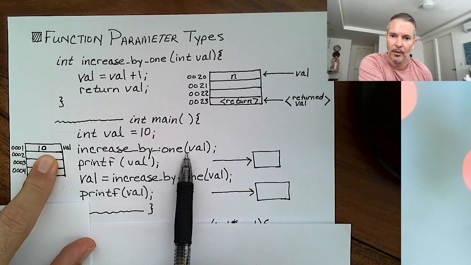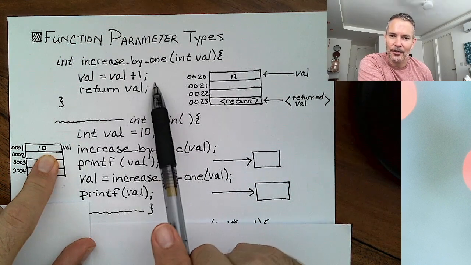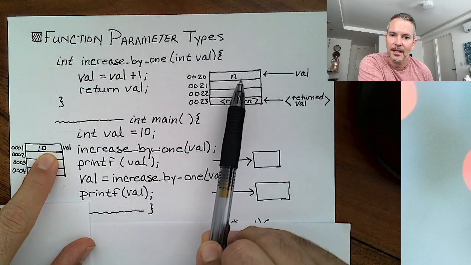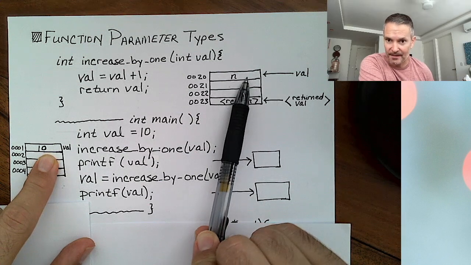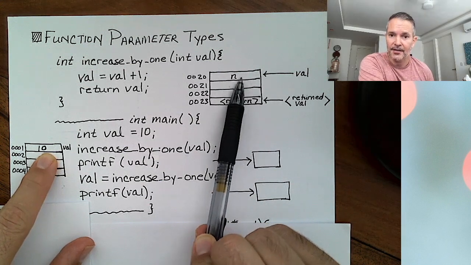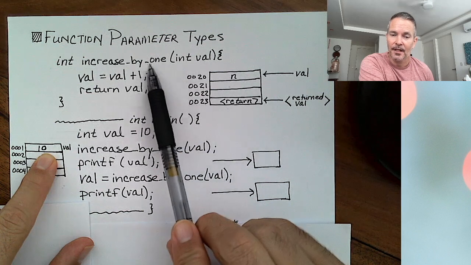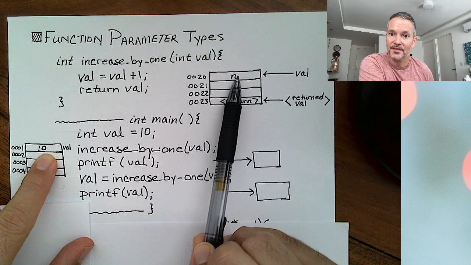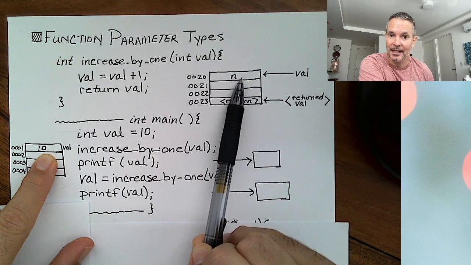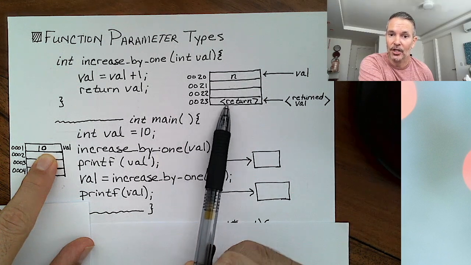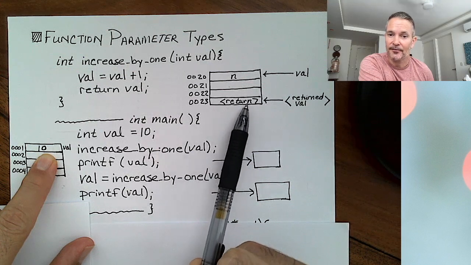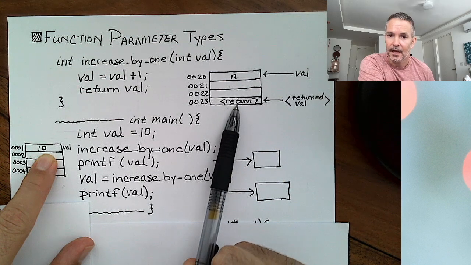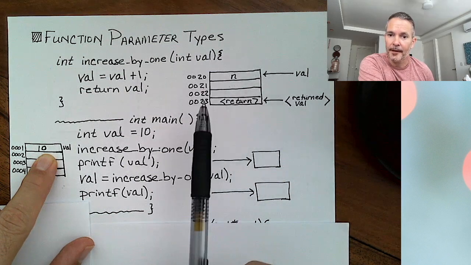I call increase by 1. Now what happens when I enter increase by 1 is this value in memory gets copied into a special new place in memory reserved for the function. And so 10 gets placed here. The function runs, I increment val, so I increment this memory to 11, then I return the value 11 from the function. The return value gets copied into memory here. And then all of this memory gets thrown away.